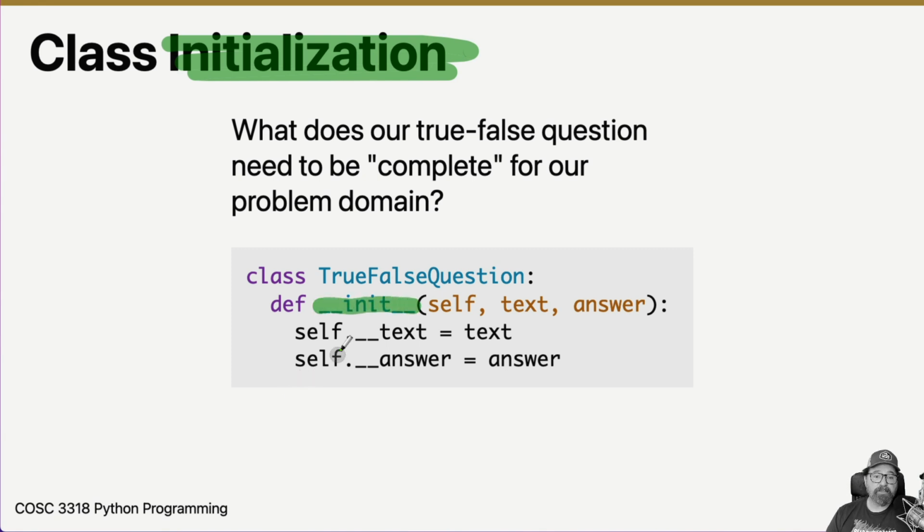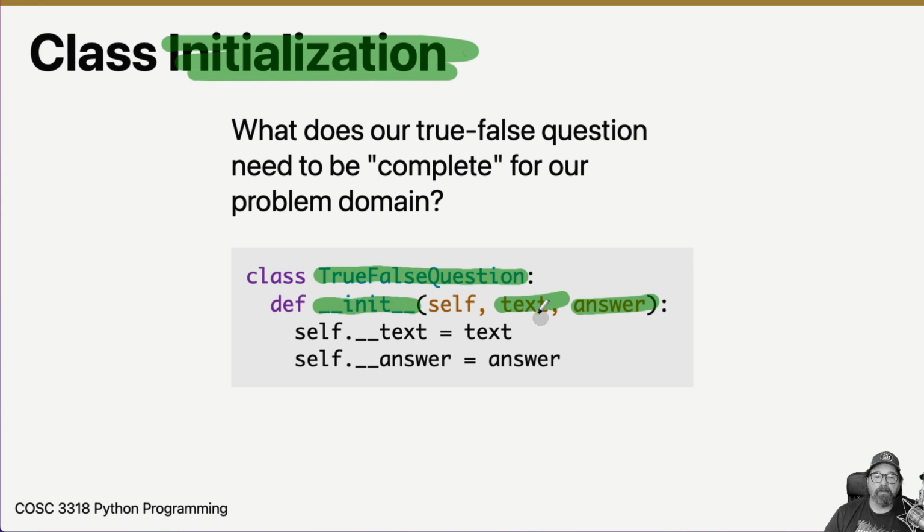That means initializer. And so this will be the function that runs when we create a new object of true-false question. So what does it mean for us to create a true-false question? In this case, it means we need the text of the question, and then we need to know what the correct answer is. Is it true or is it false?